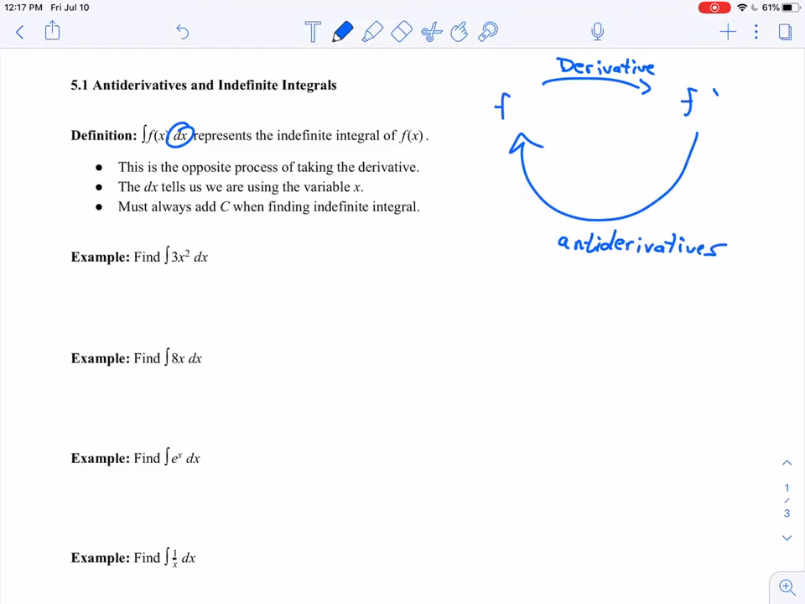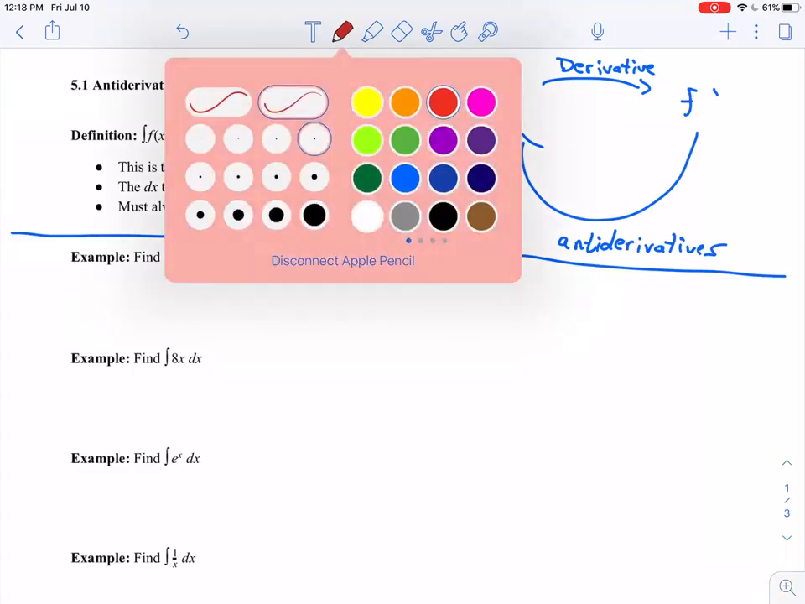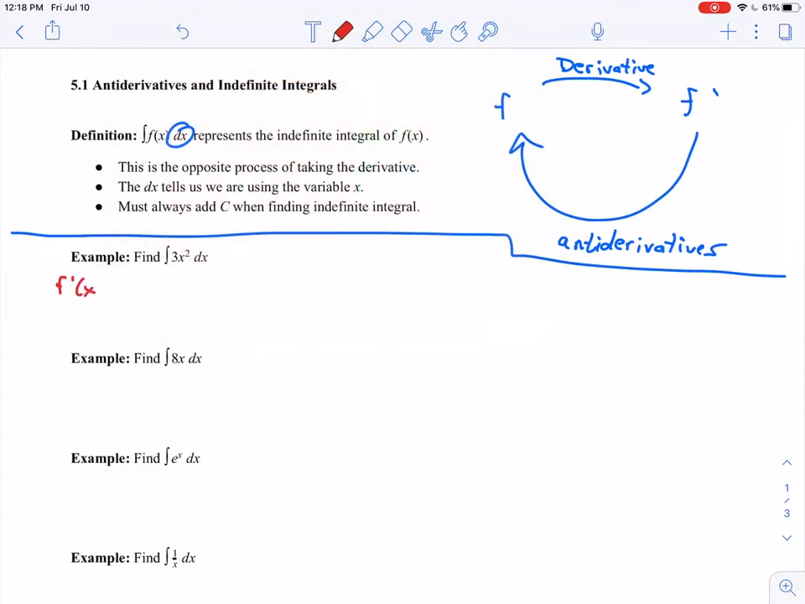So we're going to look at a few examples and think about it, and then we'll talk about maybe some shortcuts. First, I would like to find the antiderivative or the indefinite integral of 3x squared dx. So here's what I'm thinking. My derivative, f prime of x, is really 3x squared. So I need to come up with a function f of x that gives me that derivative. I need a function that when I take its derivative, I end up with 3x squared.